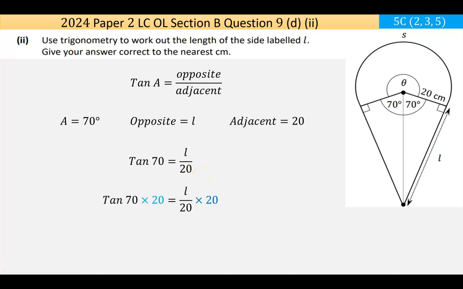I'm going to get rid of that 20 by multiplying by 20 on the right-hand side. That's going to cause them to cancel. If I do it to one side, I do it to the other, and I get tan 70 times 20. Now, a lot of people might just move the 20 over. If it's divided on the right, it's multiplied on the left. It's the same thing, it's just a slightly quicker way of doing it. Then I end up with tan 70 times 20 is equal to L.